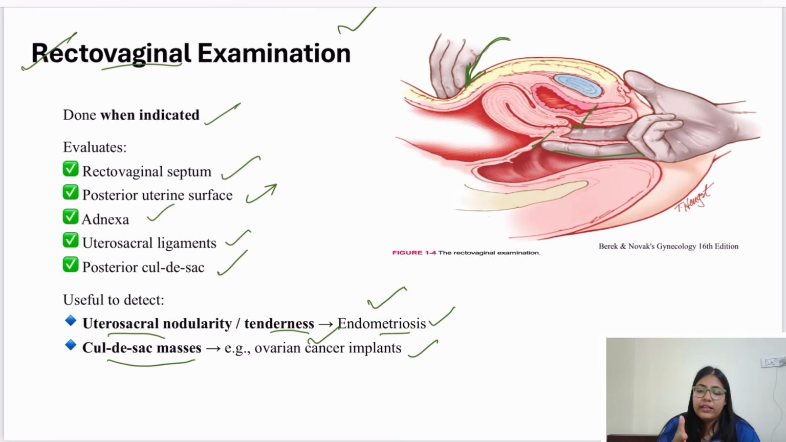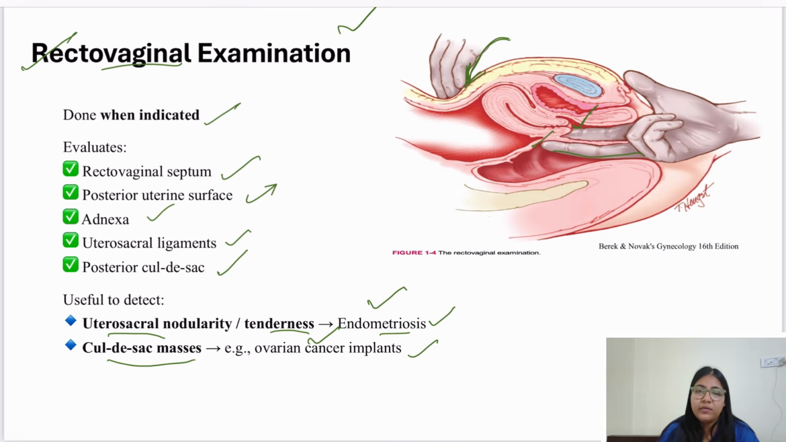You place your finger like this, then you just swipe to one side and then you swipe to the other side, and between this finger you feel for any nodularity or any fibrosis-like thing. For MBBS students it is not needed, but for junior residents you need to do it.